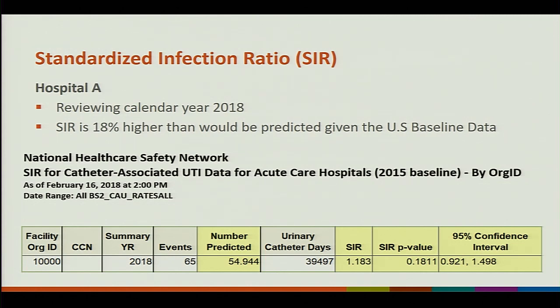So our hospital A, if we look at a SIR report for our hospital, we're reviewing calendar year 2018. In that calendar year, we see that we have 65 events. The number predicted was 54.944. That's going to give us an SIR of 1.183, which means that our SIR is 18% higher than would be predicted given the US baseline data.